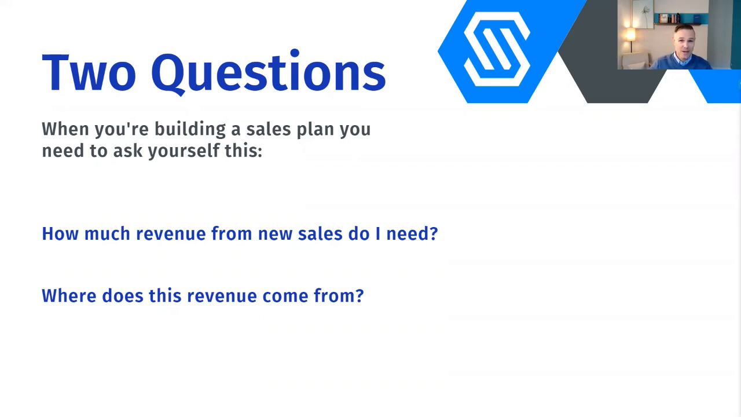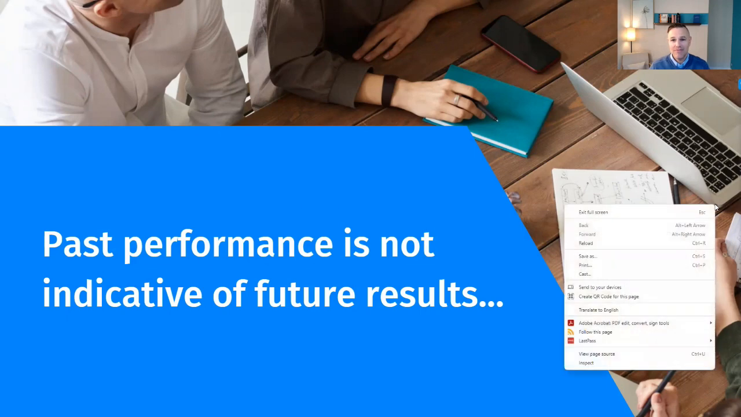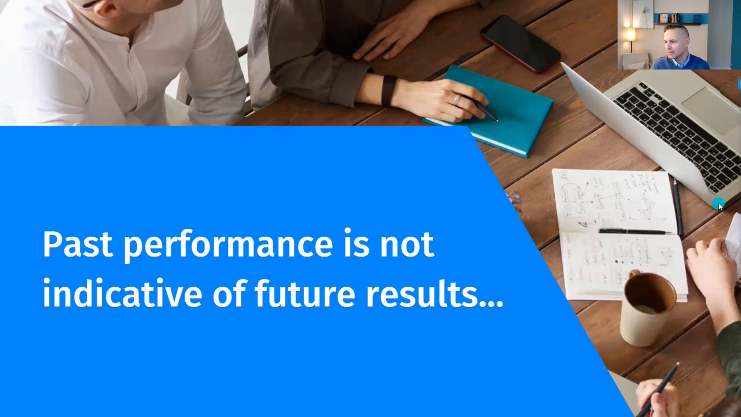And a lot of times when you ask that question, one of those where does it come from answers is new sales, right? And then you have to ask yourself, how much revenue do we need from new sales? And where does this revenue come from, right? And that's the first part. These two questions are the foundation of building the plan, right? So as we get into this here, we've all heard the adage that past performance is not indicative of future results, right? And that is true. However, it is a very good reference point.